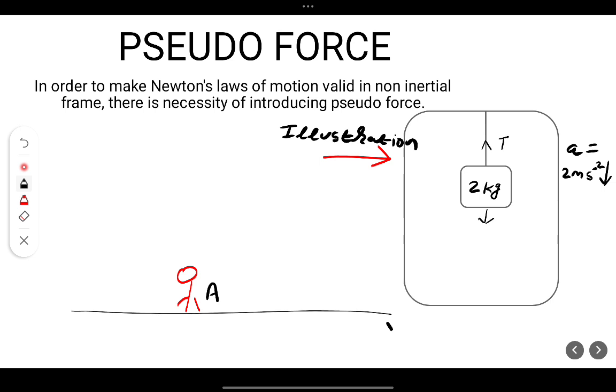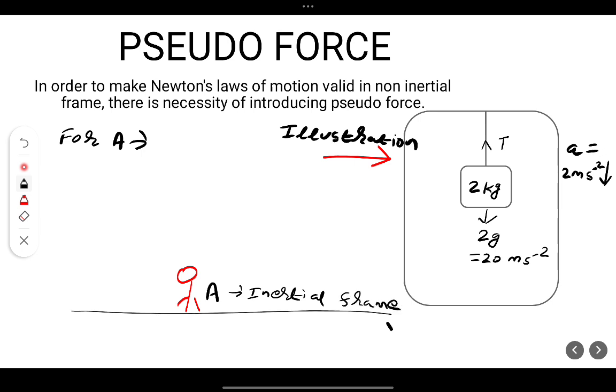Now downside, there is 2 into the acceleration due to gravity, 2g. So you can write 2g, that is equal to 20, if you put g equal to 10 meter per second square. Now see here, for observer A, who is in an inertial frame, he is in an inertial frame.